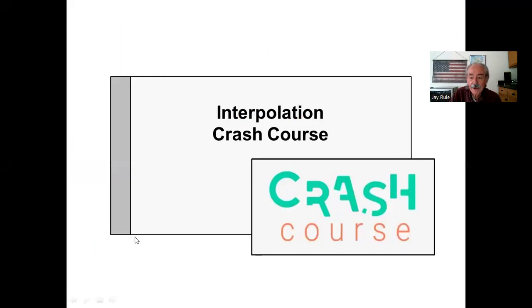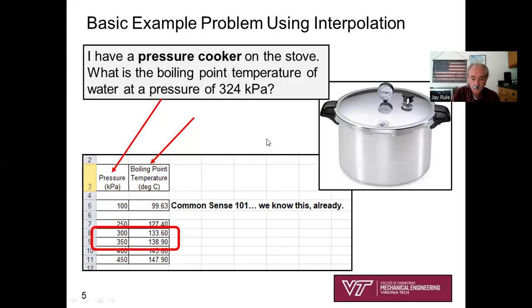So a little bit of a crash course, as a reminder of the basics: how would you set up an interpolating formula in your mind, on paper, and then in Excel? Here's the example problem we're going to work out. I have a pressure cooker sitting on the stove with water, H2O, in it, and we're adding heat. The pressure gauge is reading 324 kPa. I'd like to know what the boiling temperature is inside this pressure cooker.